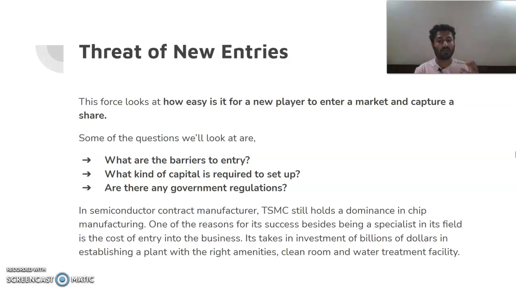The kind of investment you need is to not just set up but also to maintain the right amenities, cleanrooms, water treatment facilities, stuff like that. So that has created huge barriers for other companies to enter the market. And so the threat of new entries is very low for TSMC because of these factors.